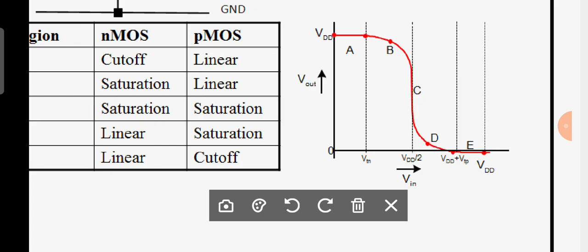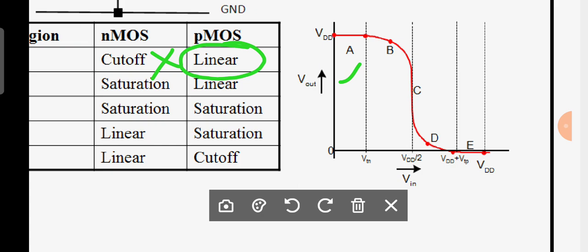Now you can observe very clearly in region A, the first region, what is happening to the output? The output is constantly VDD. Therefore, in this region, only one transistor is in the linear region, that means the active region. Which transistor produces Vout as VDD when Vin is equal to 0? Absolutely, the PMOS transistor. Therefore, in region A, only the PMOS transistor is in the active region and the NMOS transistor is in the cutoff region.